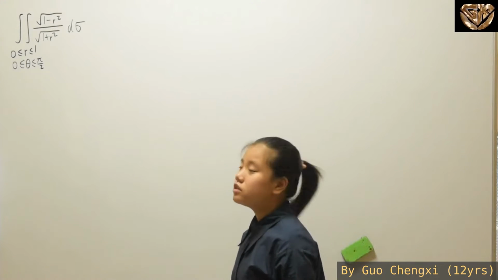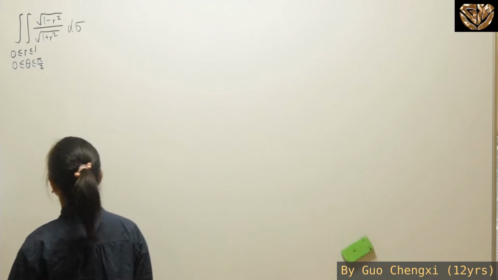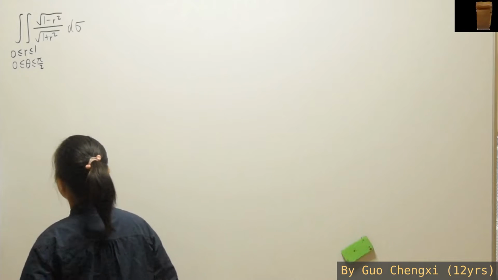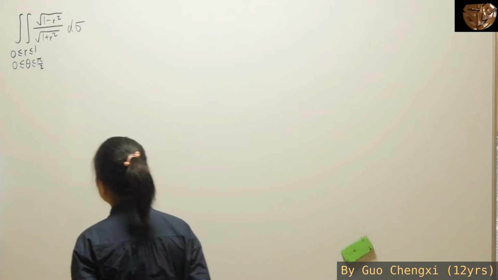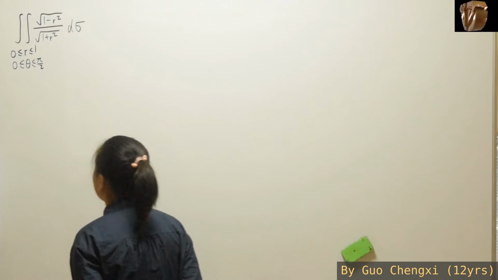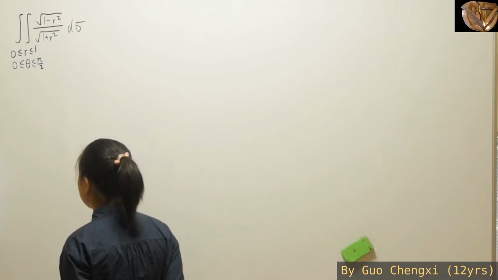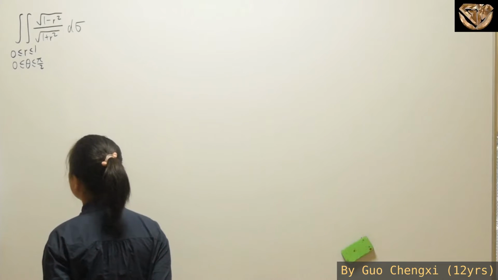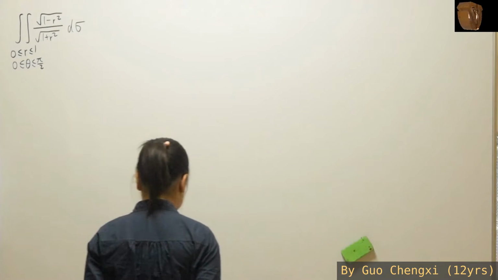For this lesson, we'll be continuing on with the techniques and applications for definite integration. So for this lesson of definite integration, we'll have the double integral of square root of 1 minus r squared over square root of 1 plus r squared d sigma, and the boundary for r is from 0 to 1. R is bigger or equal to 0, smaller or equal to 1, while theta is bigger or equal to 0 and smaller or equal to pi over 2.